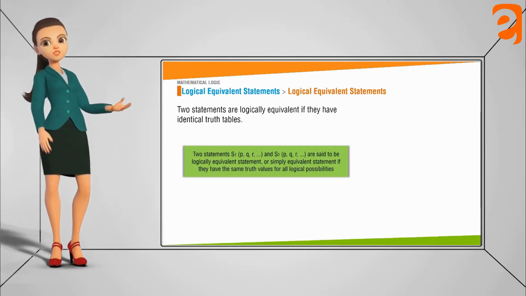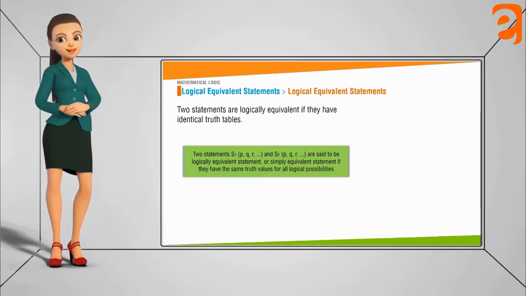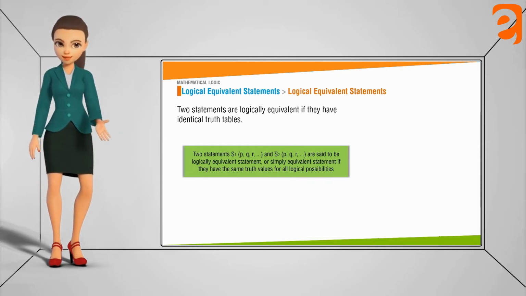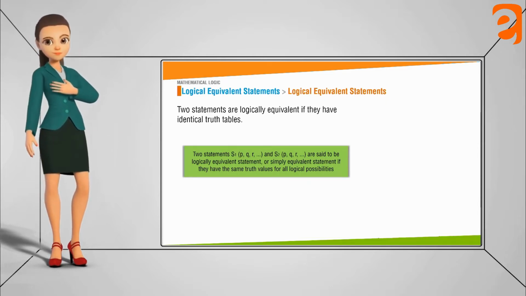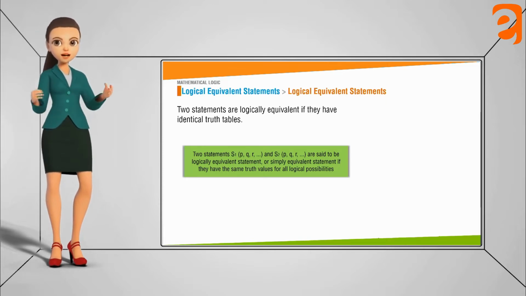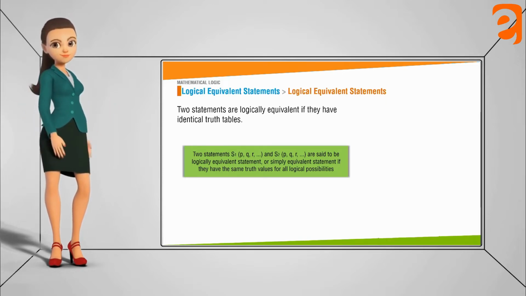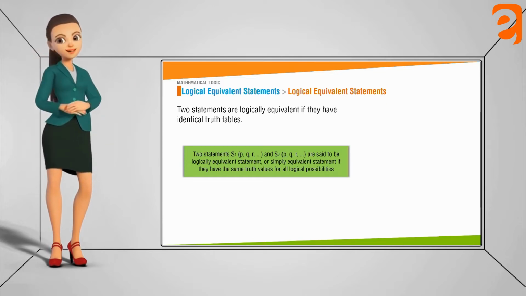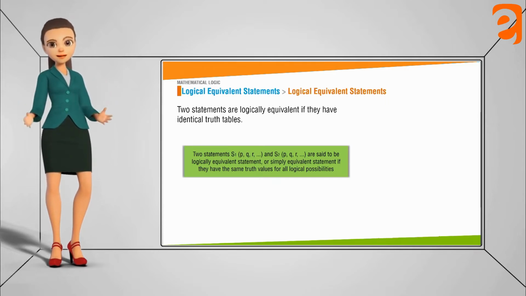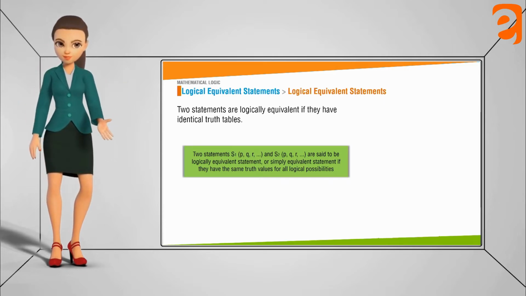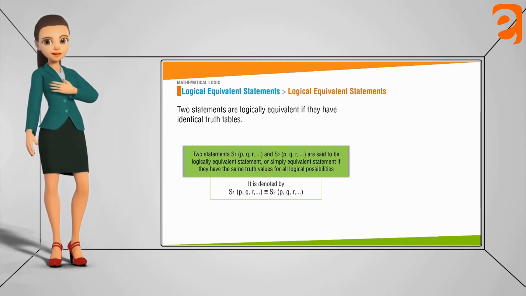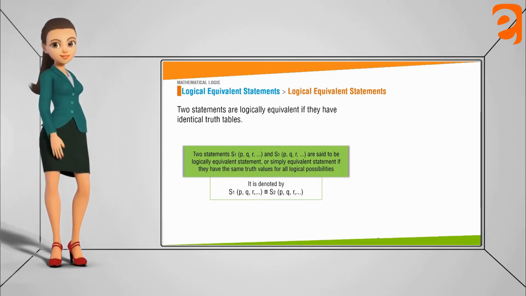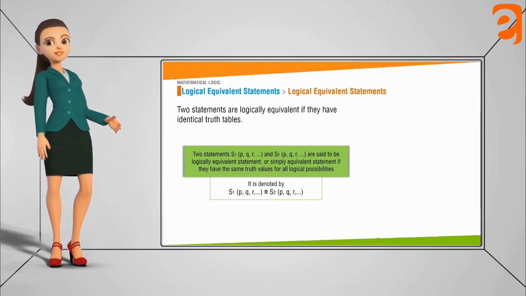Two statements are said to be logically equivalent if they have identical truth tables. That is, suppose you have two statements S1(P, Q, R) and S2(P, Q, R). These are the standard way of writing compound statements. Then we say that these two compound statements are logically equivalent, or they are logical equivalent statements, if they have the same truth value for all logical possibilities. It is denoted by S1(P, Q, R) ≡ S2(P, Q, R), the triple equality sign. This means equivalence is there.